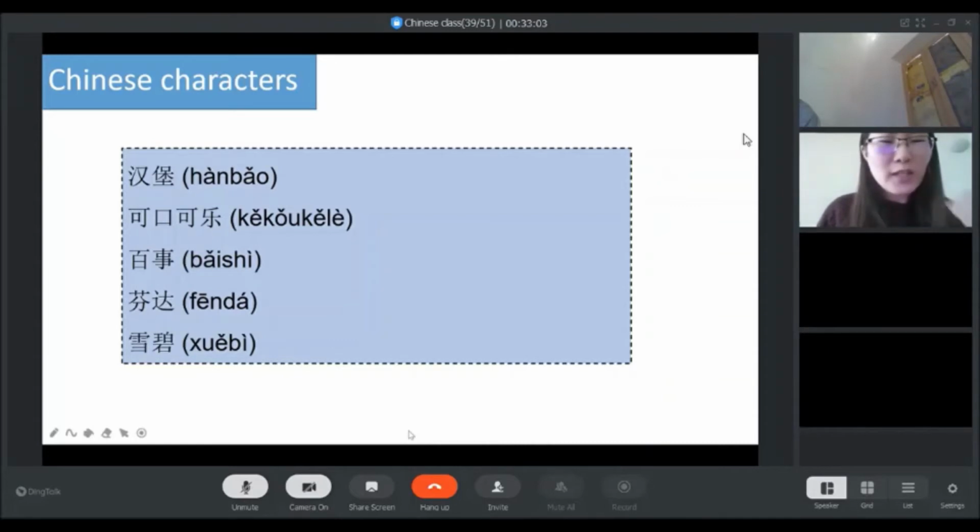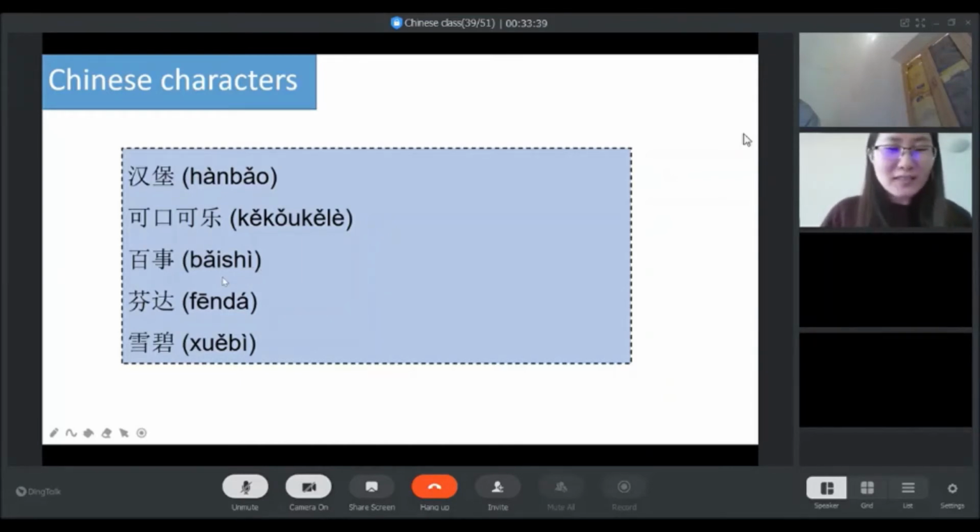But when we change it to the Chinese characters 可口可乐, if we only see the Chinese words, the meaning of this Chinese word is nice to drink and makes you happy. So they also have another Chinese meaning in China. 可口可乐. And another one, 百事.